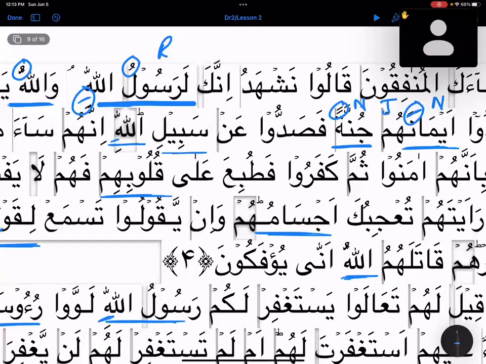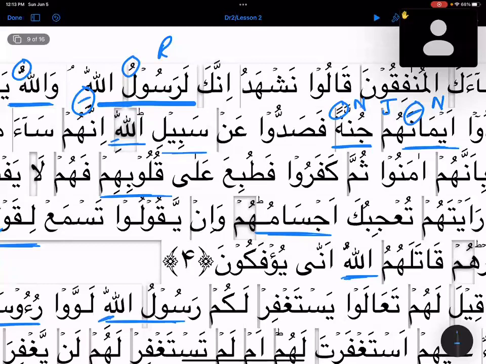So ittakhazu means they took their oath. They took their oath as what? As a shield, to hide themselves, to hide their iman, to hide whatever heart condition they have. Allah subhanahu wa ta'ala said they have a disease in their hearts, the disease of munafiqat.